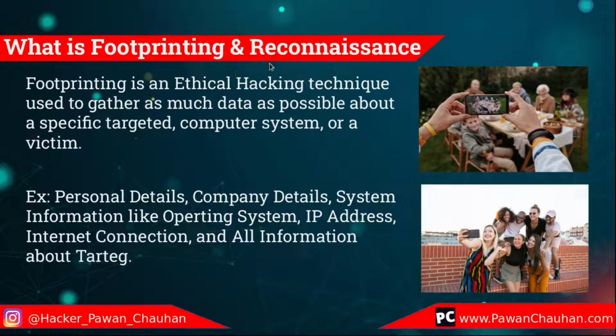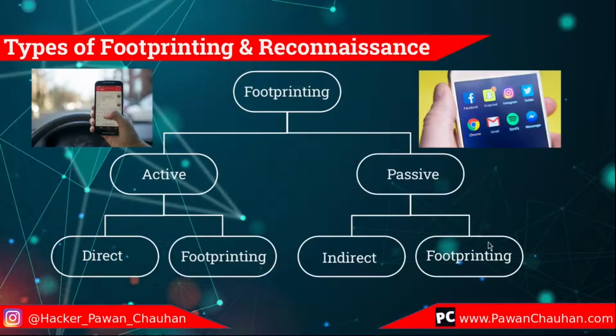First we will understand what footprinting is. Footprinting is an ethical hacking technique used to gather as much data as possible about a specific target, computer system, or victim. For example, personal details, company details, and system information like operating system, IP address, internet connection, and all information about the target. Basically, footprinting is similar to information gathering, and it is the first important step in ethical hacking. If you are performing an ethical attack, then it's important to collect maximum information about the victim. There are also two types of footprinting.